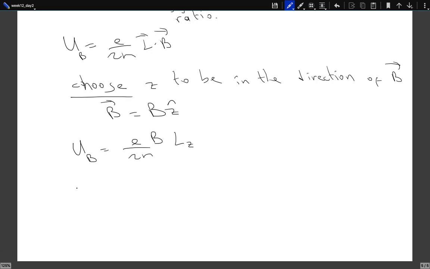But this potential energy is essentially the change in the energy of the electron. Because before there was no such potential energy, now I put the electron in a magnetic field, now the electron acquired an additional potential energy, so the energy levels have changed now.